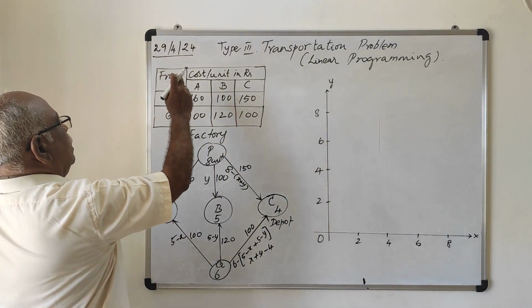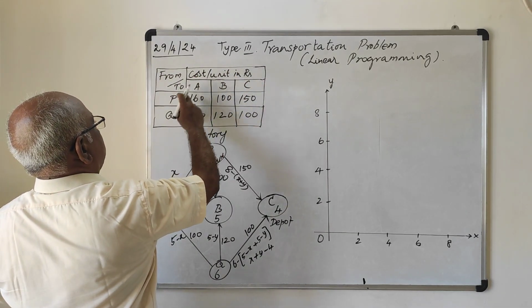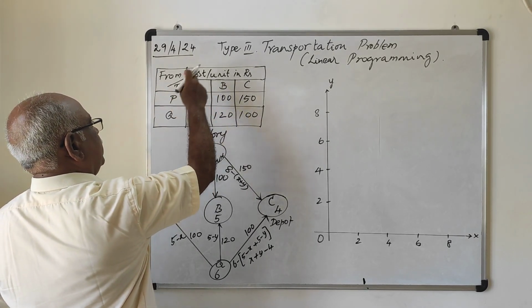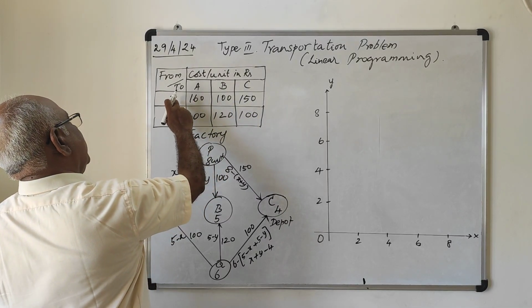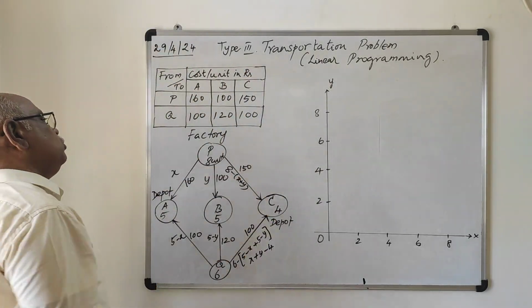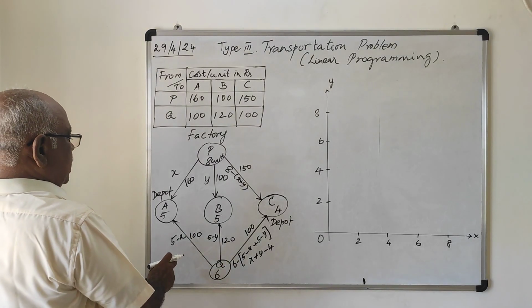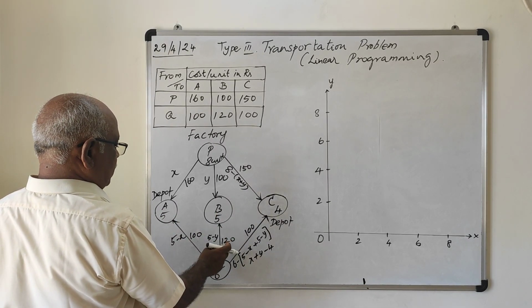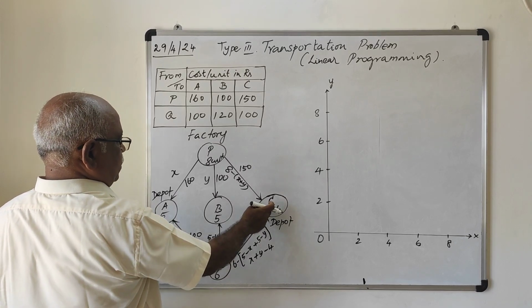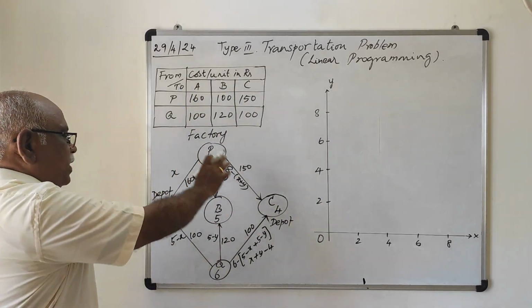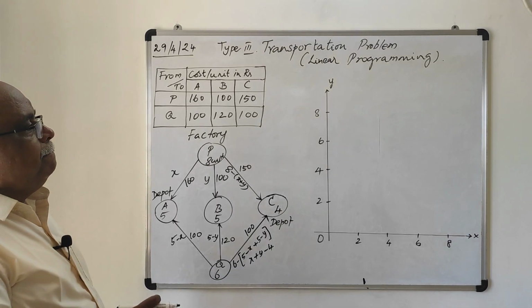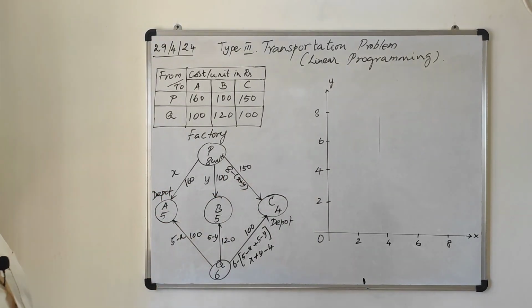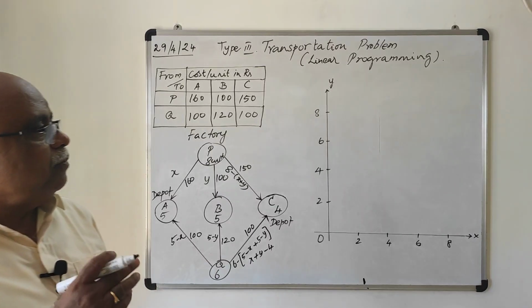The cost per unit in rupees from factory P to depot A is 160 rupees, factory P to depot B is 100 rupees, and factory P to depot C is 150 rupees. Similarly, the transportation charges from Q to depot A is 100 rupees, Q to depot B is 120, and factory Q to depot C is 100 rupees. Using this data, we have to find the minimum transportation cost from the factories to the depots, and what are the commodities required for the minimum transportation.